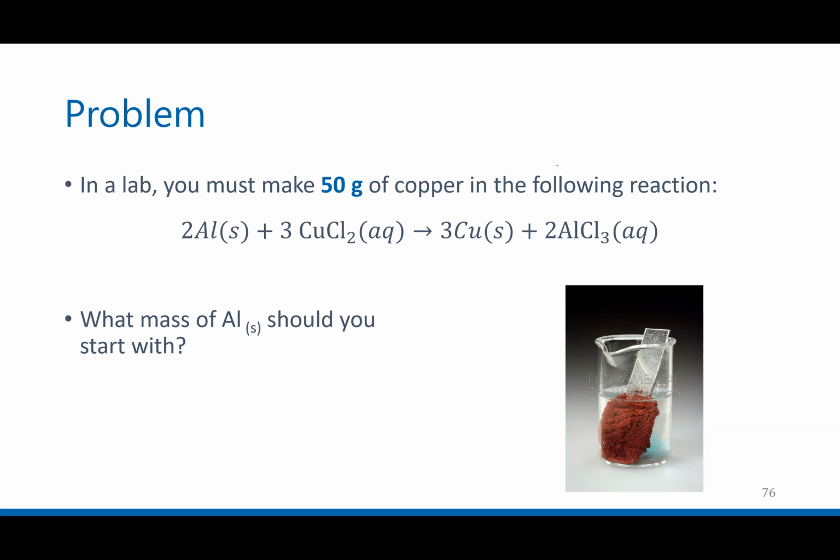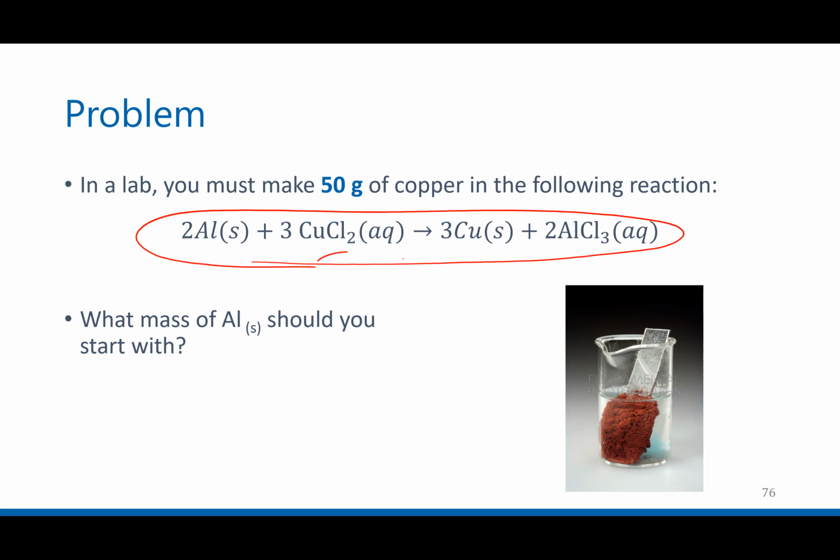So what we're going to do basically is take the topic we just did and expand on it a little, just a little. So in a lab, I'm going to give you an assignment. Imagine I'm paying you, you're my employee, you work at my company, and I say, hey, I want you to make 50 grams of copper. I'll give you aluminum and copper 2 chloride, and I want you to use this formula, this recipe, to make 50 grams of copper.